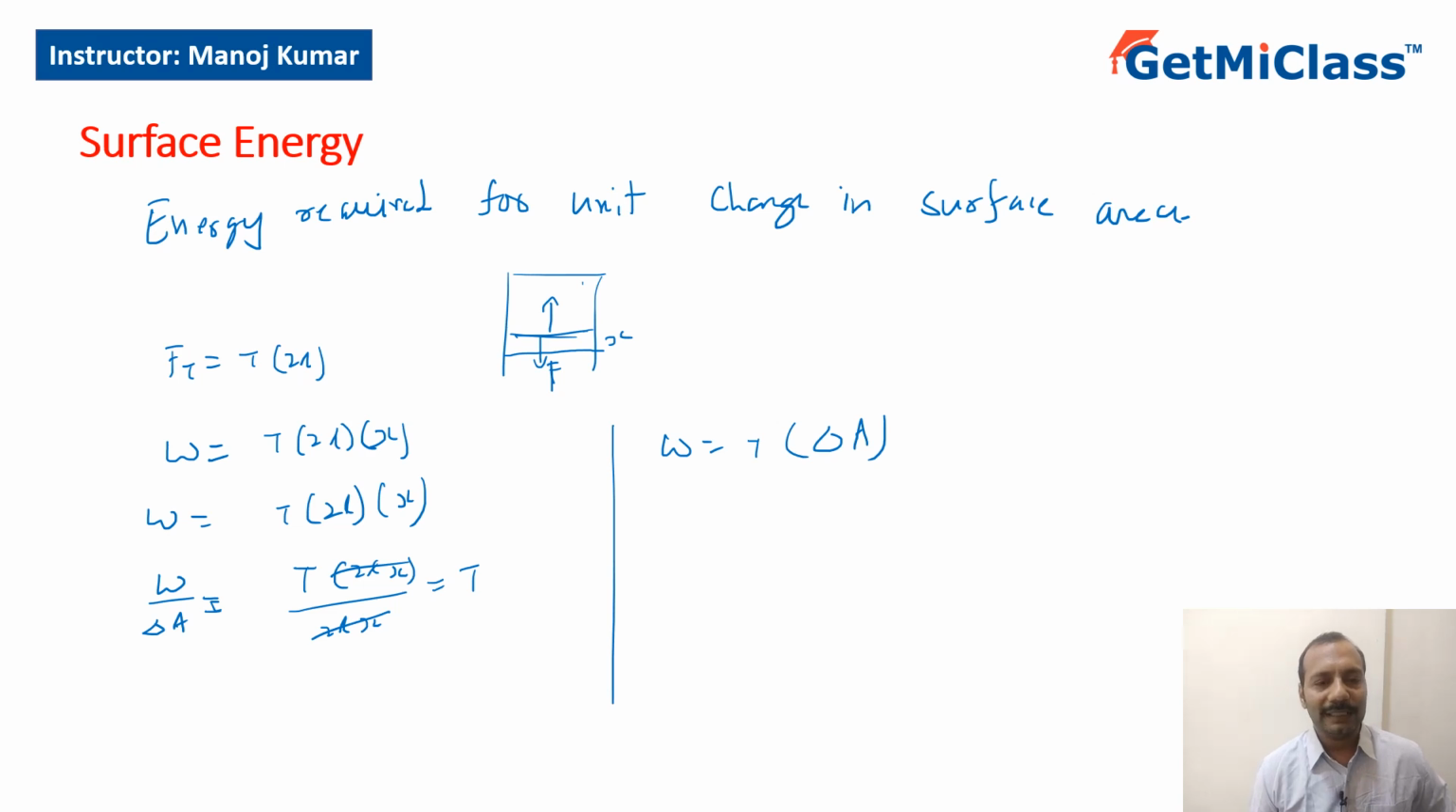The common question that we get is: what is the work required to change the surface area of an air bubble from A to 2A? So what we do, T into 2A minus A, is the total work done or the energy required.